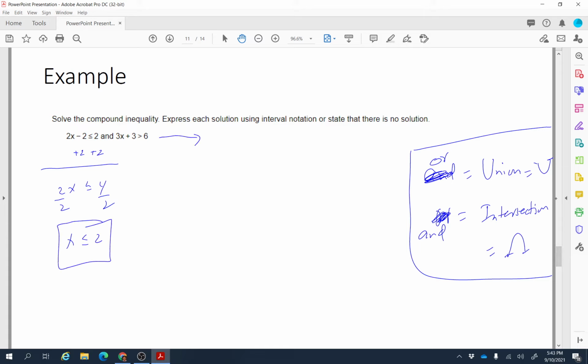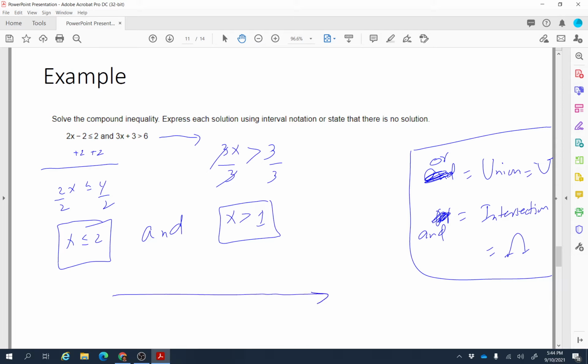The right side is 3x plus 3 is greater than or equal to 6. First of all, subtract 3. If we subtract 3 from both sides, it gives us 3x is greater than or equal to 3. Then divide by 3. So x is greater than or equal to 1. Because there is an AND, we need to find the intersection of these two. The first one is x should be less than or equal to 2.